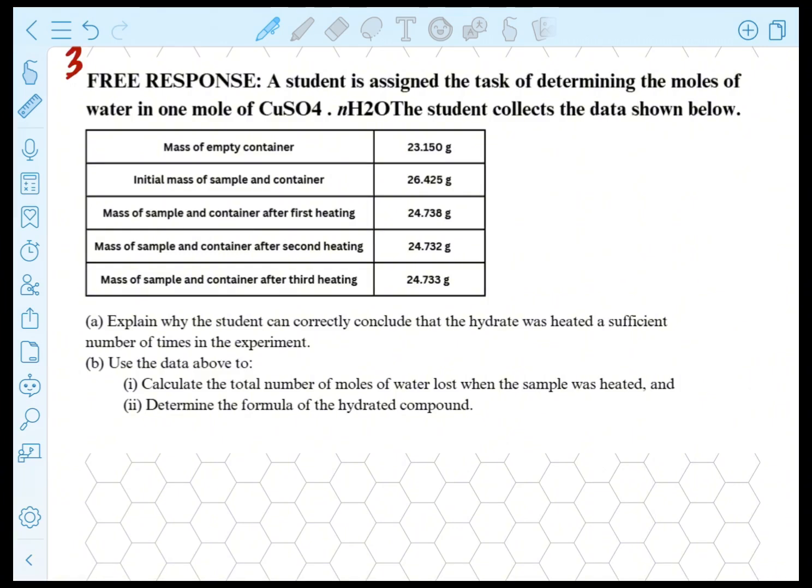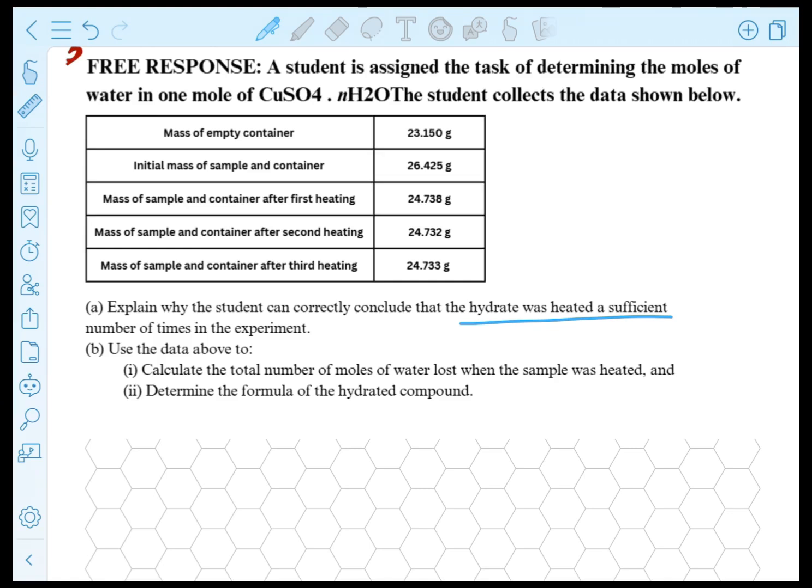The first question is, explain why the student can correctly conclude that the hydrate was heated a sufficient number of times in the experiment. Alright, well, if we see the initial mass and the first mass, there's an obvious decrease of around 2 grams. But by the third trial, we can see that there isn't much more of a decrease. So that means that there's no water left in copper 2 sulfate. It means that it has been heated enough.